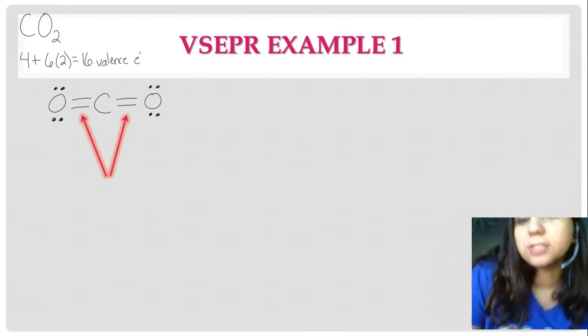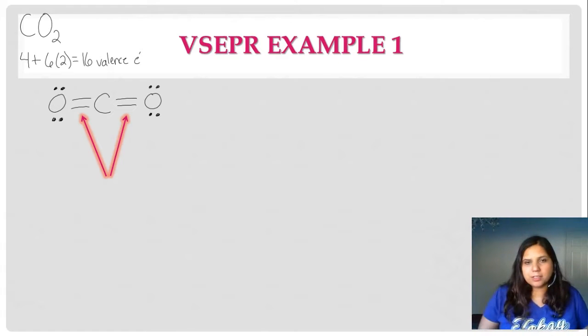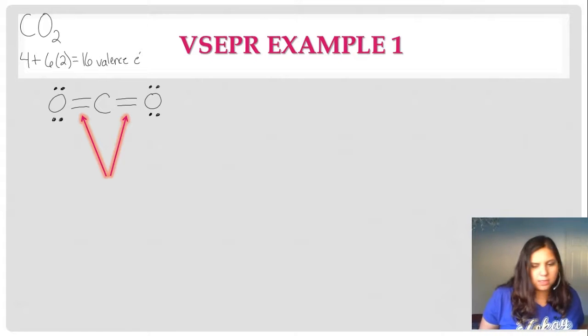Right, so here's our first example. What we're going to do is take a look at a Lewis structure that's already been drawn. That's for CO2. And we're going to count the number of bonding pairs and lone pairs and then use our VSEPR table to figure out which shape it is and name it.